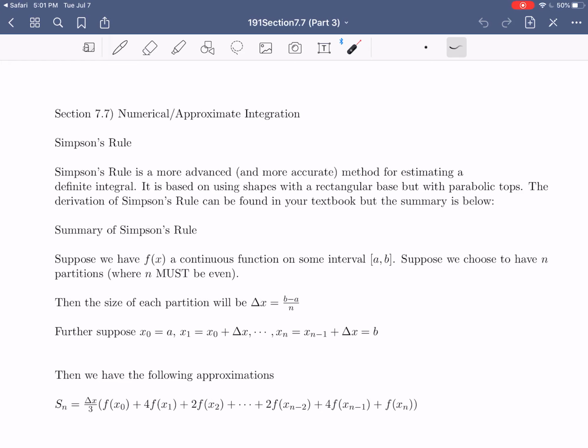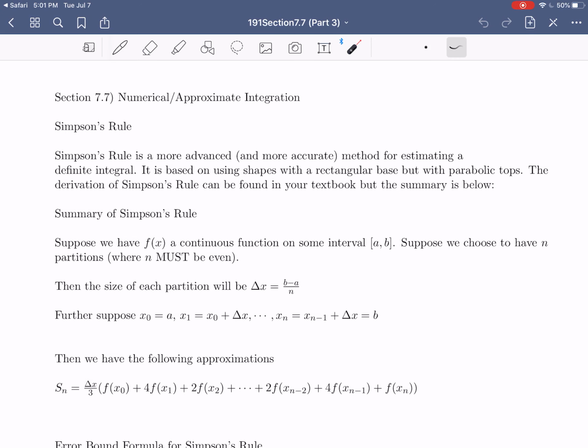As we'll see, Simpson's rule is a lot more accurate than the midpoint and trapezoidal rules, but it does come at a cost: it is a little bit more complicated expression to actually use, and the derivation of Simpson's rule is definitely a lot messier because of the geometry involved. So, Simpson's rule is a more advanced and, again, more accurate method for estimating a definite integral.